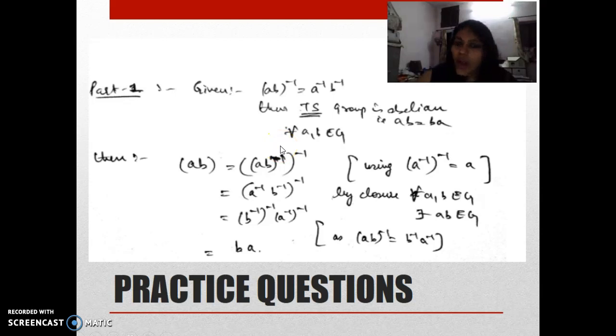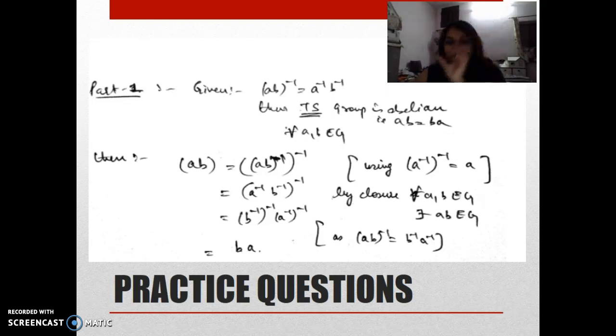Okay. So now how will you prove? You are already given that (AB) inverse is A inverse B inverse, and you have to show that AB is equal to BA. So how do you show it? Now you remember one property in a group that we did: the inverse of an element's inverse gives you the element back.